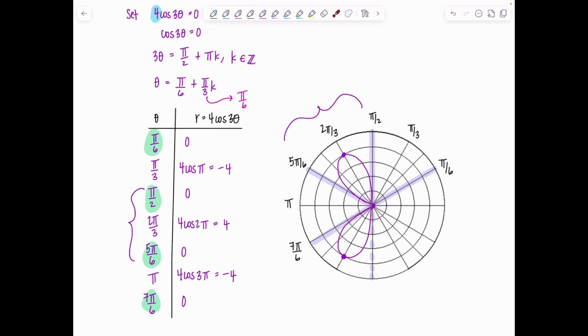Okay, if it's bothering you, you want to know what this is, you want to knock yourself out. Go add more to your table. And then lastly, at pi, we have -4.